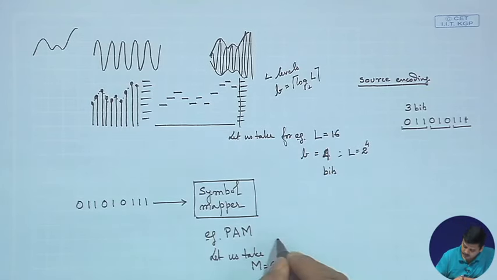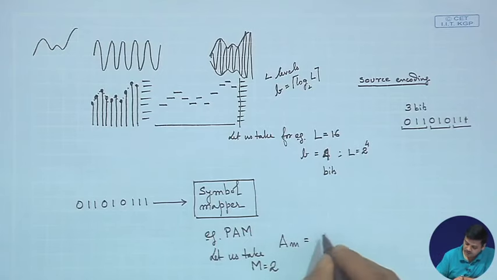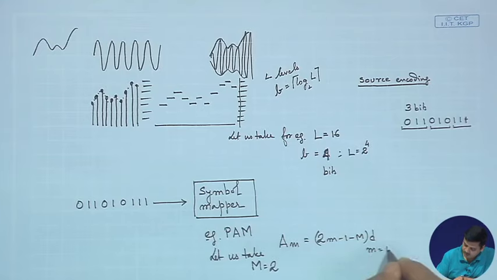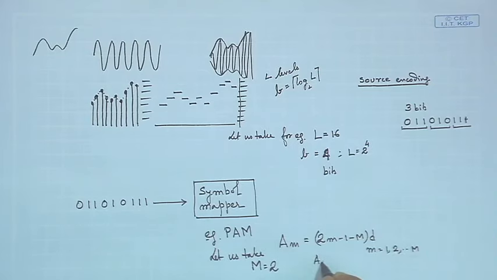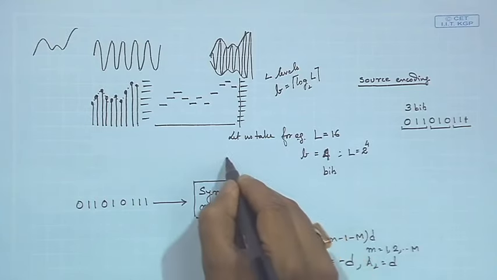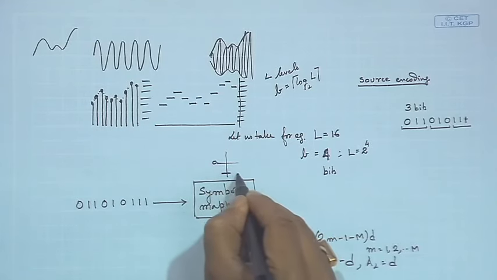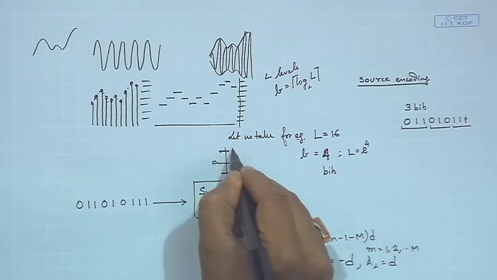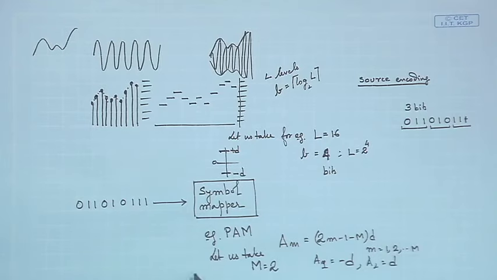Now, if we remember what we discussed, let A_m, that means the amplitudes that we take, be (2m minus 1 minus M) times d, where m is equal to 1, 2 up to capital M. So, here M takes a value of 2, that means m equals 1 and 2. The result we got was A1 is equal to (2 minus 1 minus 2), that is minus 1, times d, that is minus d, and A2 is equal to d. That means we have at our disposal to select from 2 levels. If this level is 0, this level would be minus d and this level would be plus d, right. And our symbol mapper could be designed in a way that a 0 maps to minus d and a 1 maps to a plus d.